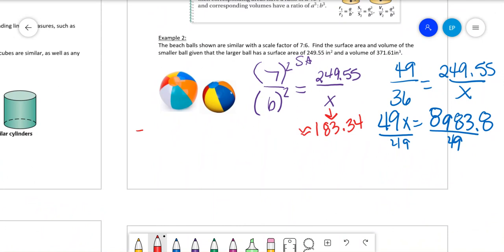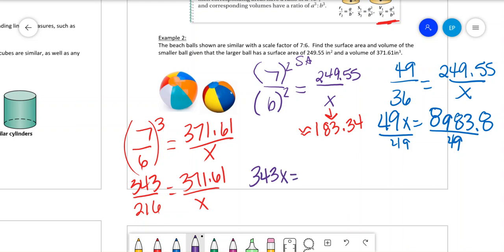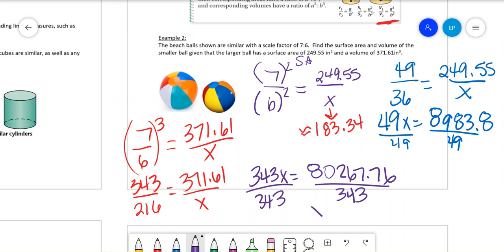For volume, I have 7 over 6, but volume is cubed. Coming from up here, you have to cube your measurements, equals 371.61 over x. 6 cubed is 216, and 7 cubed is 343. Cross multiply. I'm going to go back to purple. 343x equals 216 times 371.61. That's a big number: 80,267.76 divided by 343. x is approximately 234.02 for the volume.